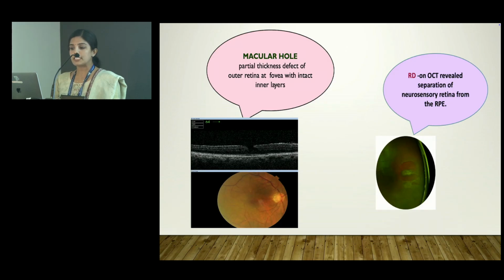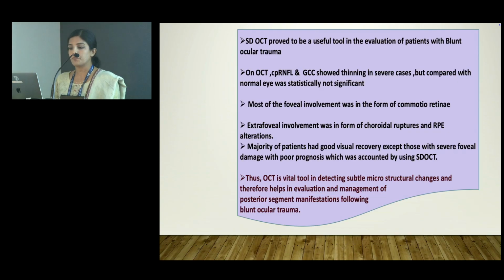And in macular hole, there is a partial thickness defect of the outer retina at the fovea with intact inner layers. And in retinal detachment, OCT reveals separation of the neurosensory retina from the retinal pigment epithelium.